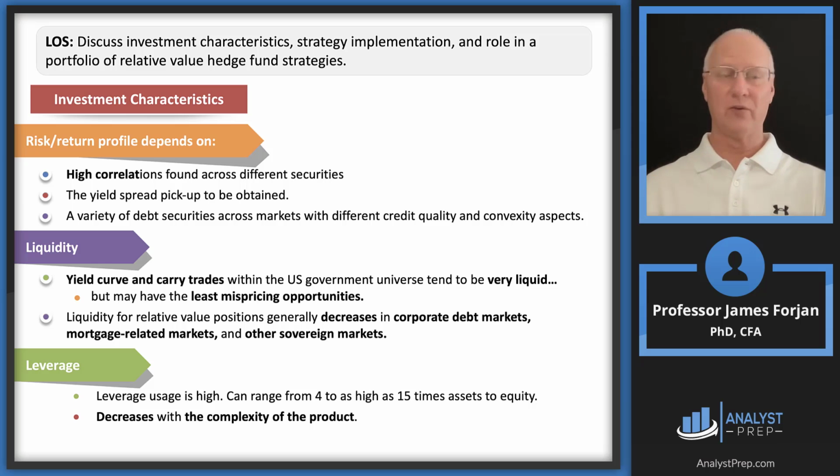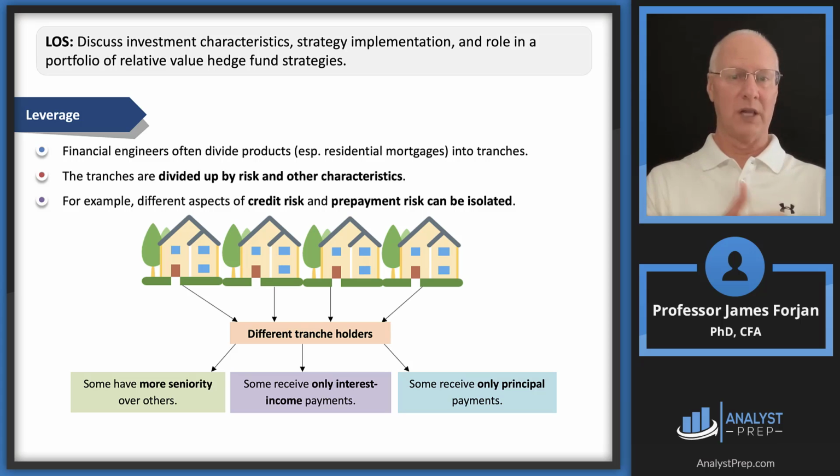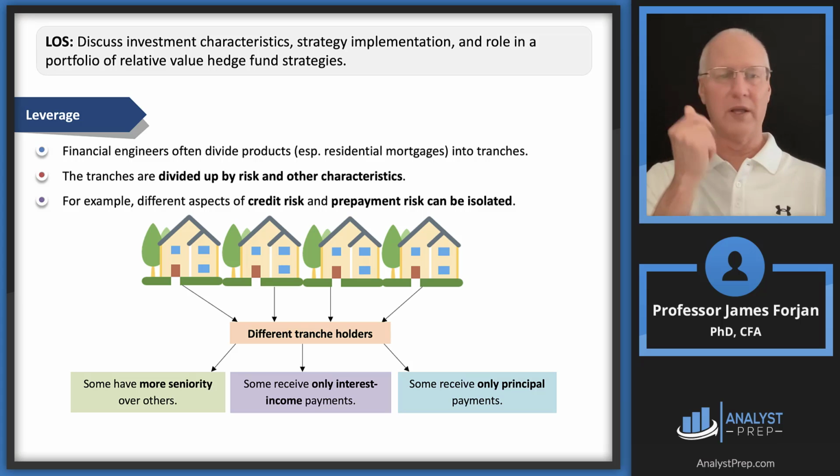Yield curve and carry trades, we did that back in level 2. There's a mention of mortgage-related markets and other sovereign markets. Leverage is high. I would put this down on my index card. Leverage is high, although it does decrease with the complexity of the product. And so here's an example. Think of collateralized debt obligations, or even some complex mortgage-backed security, or whatever it is.